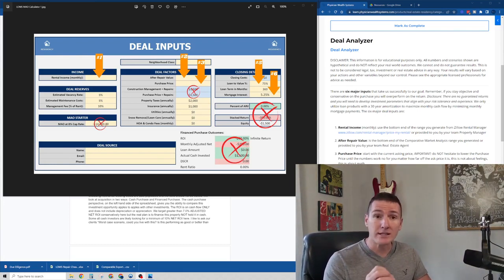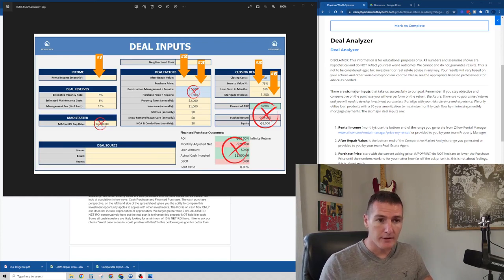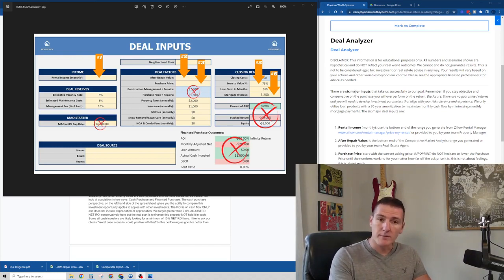Remember, stay objective and conservative on the purchase and you will overperform on the return. There are no guarantees on returns, and you need to develop your own investment parameters that align with your risk tolerance and experience. Just a little disclosure there to get going, and understand that you're going to get out of investing what you put into it. You want to confirm everything, verify everything that I'm saying. Go ahead, get it confirmed.